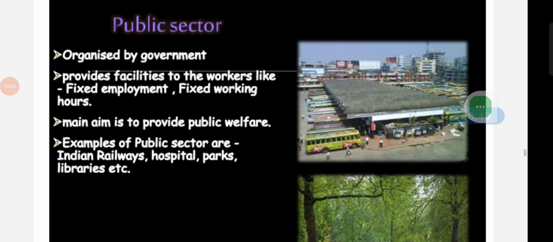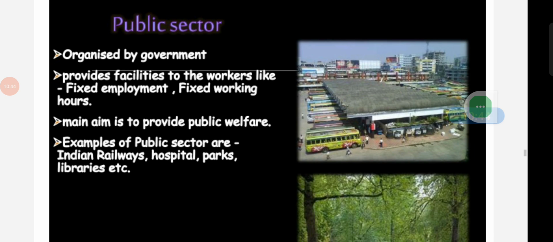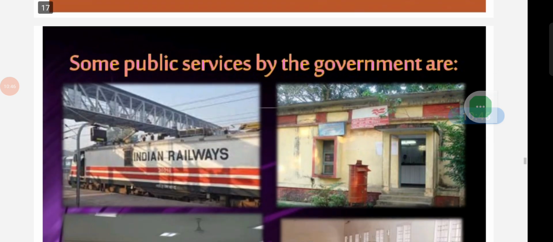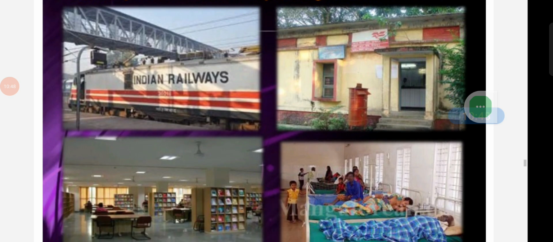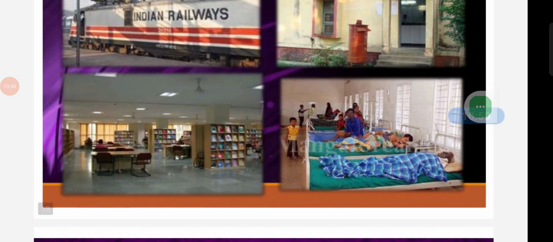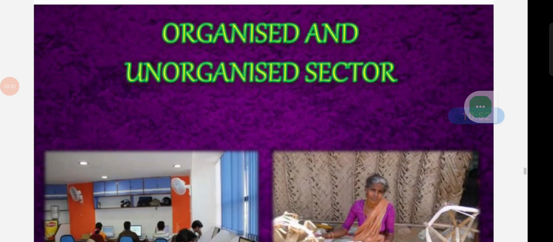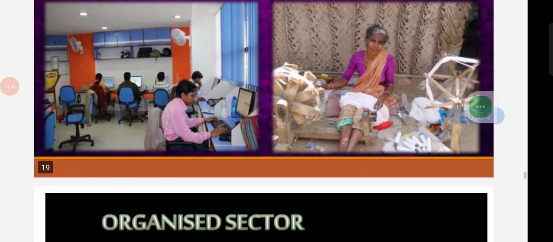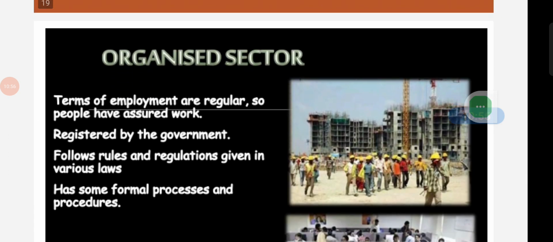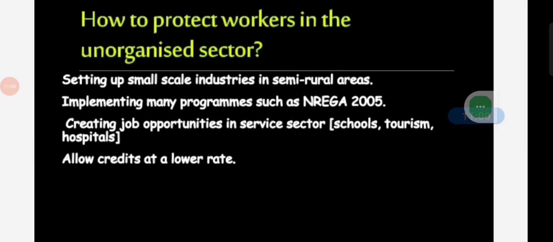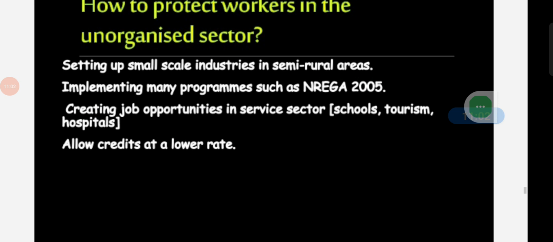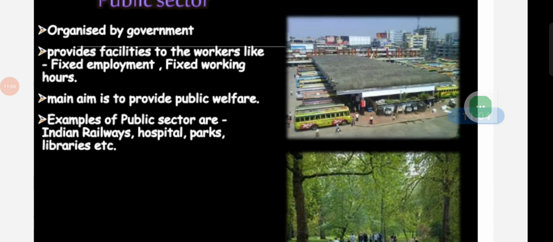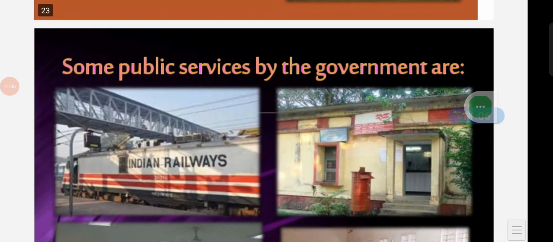In terms of ownership, the public sector is organized by the government and provides facilities with fixed working hours. Some examples of the public sector are Indian Railways, post office, night shelters, and libraries. Unorganized sector: the terms of employment are not regular. How to protect them, the same as the public sector.